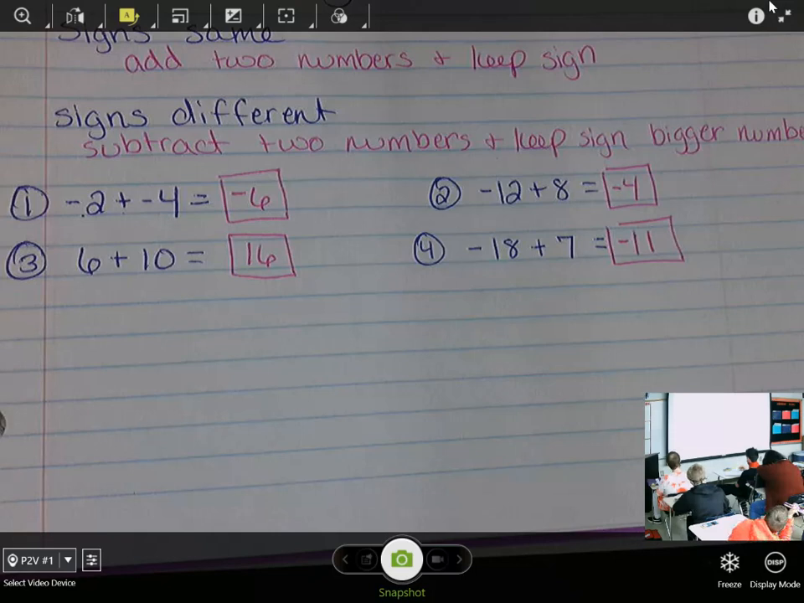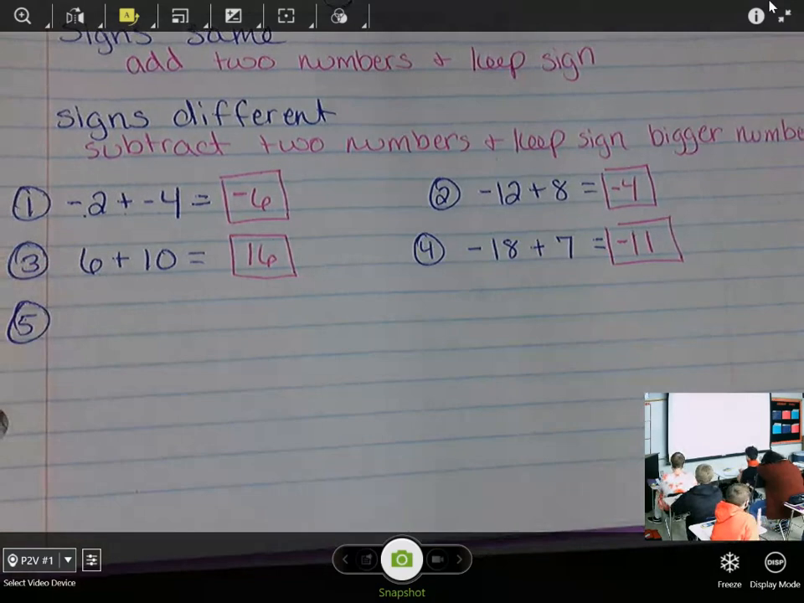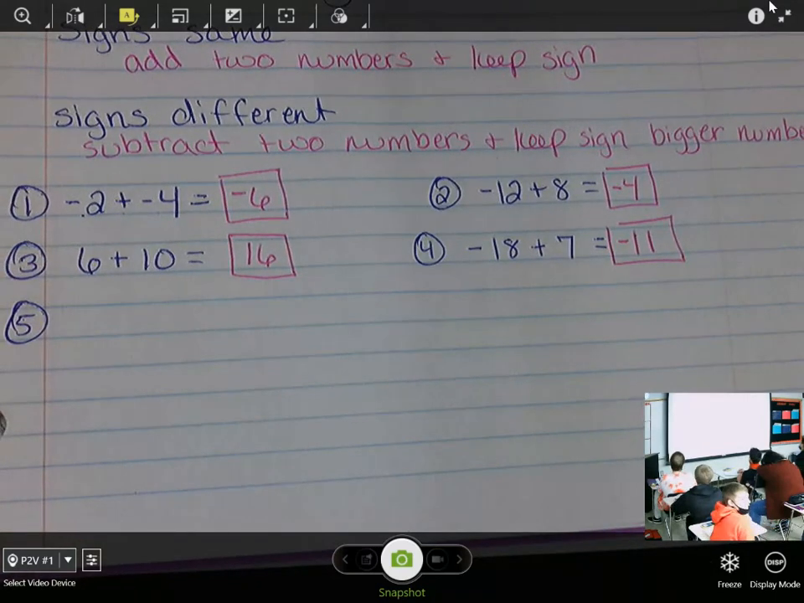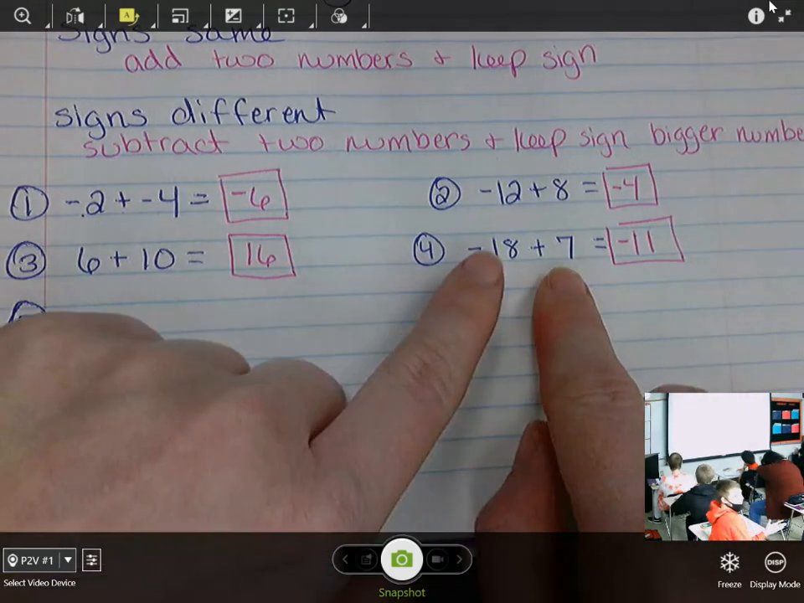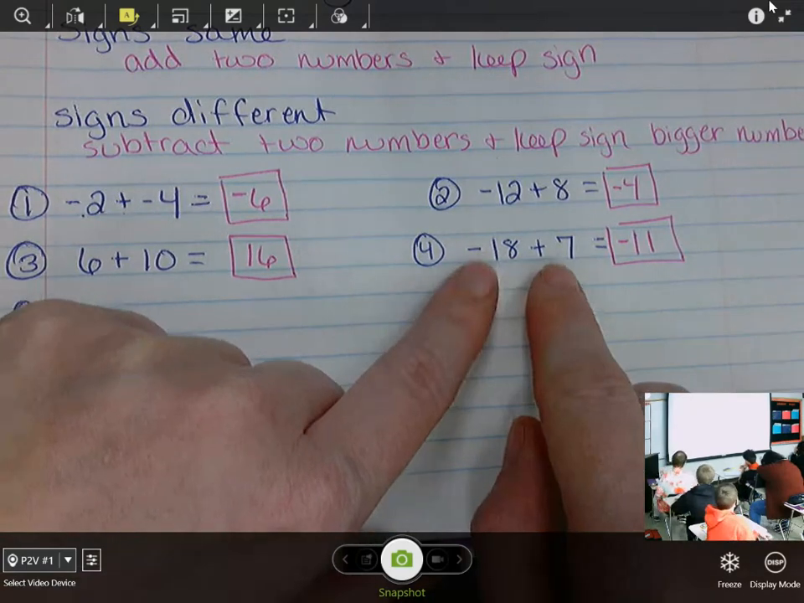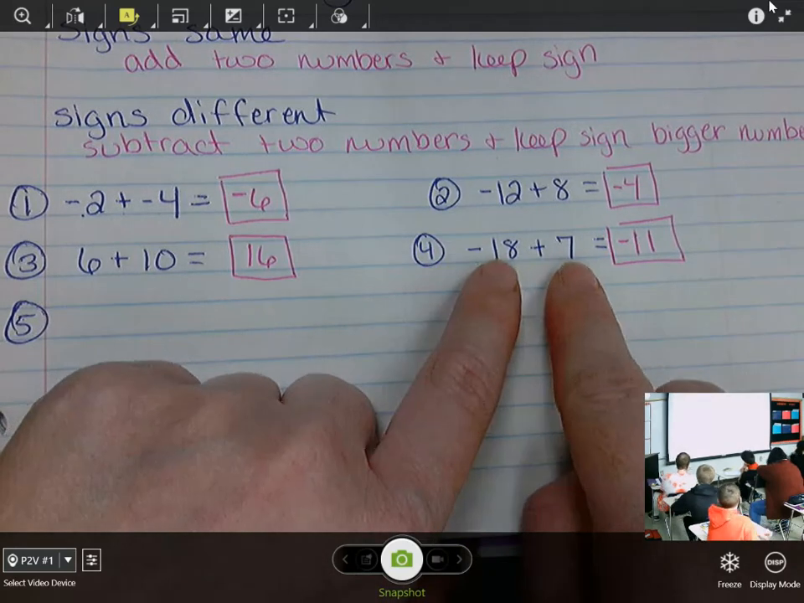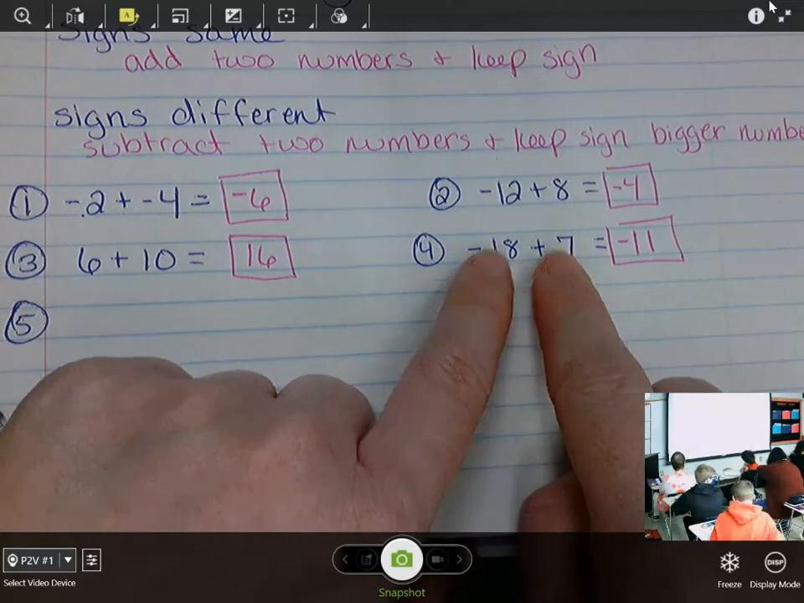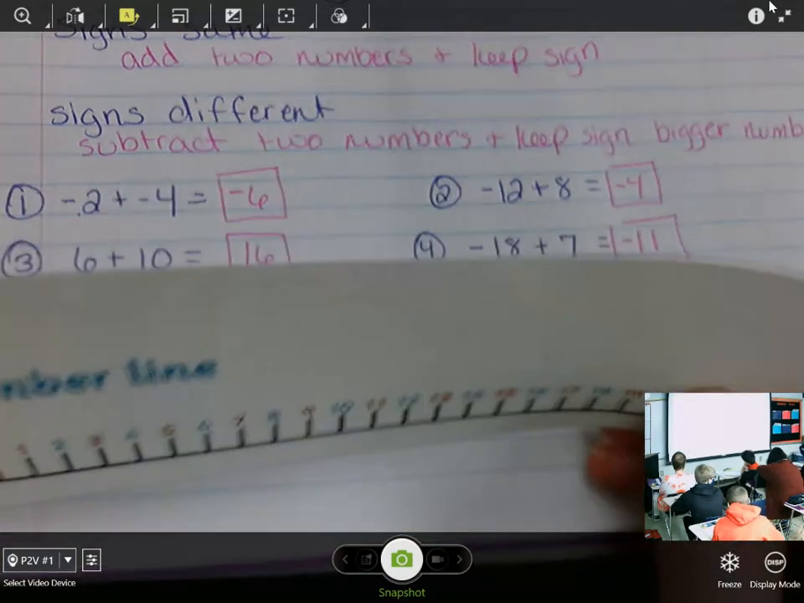All right, here's your next one. Number 5. Miss Goodman, in the real world, wouldn't 7 actually be greater? Because negative 18 is like you're in debt. Yes, 7 is bigger than -18, but when you're adding them, you don't pay attention to the signs. Look to see which of these two is bigger, and that's your sign. Hey guys, please listen, because that's a really good question.